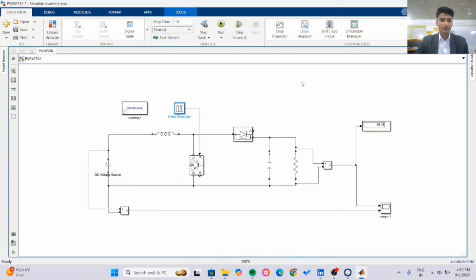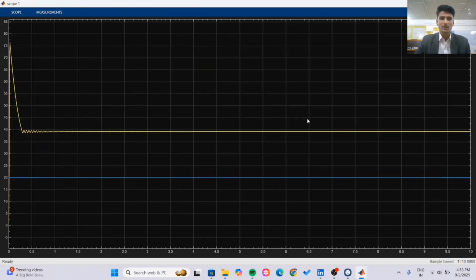Then here is a scope. The scope displays the waveform of our boosted DC output voltage. And here is the spike at the start of the output wave. The spike can be reduced by some modifications in the circuit, and we will do it. But this way we get the boosted output voltage.